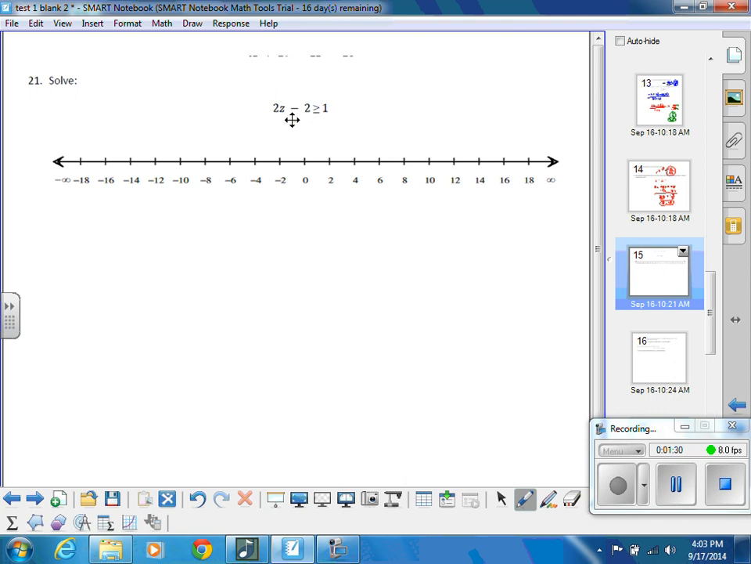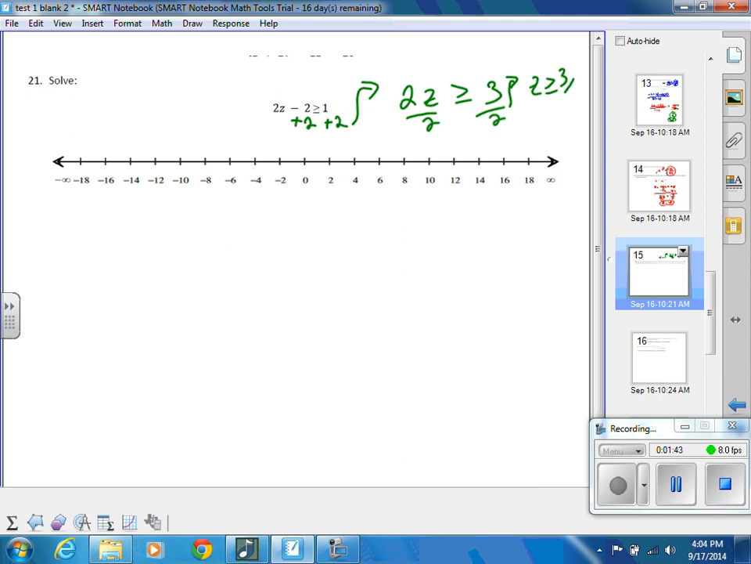So I can just go ahead and add the 2 onto this side, and I'm going to finish it up here. I have 2z is greater than or equal to 3, and I divide by 2. And so I'm left with z is greater than or equal to 3 over 2.